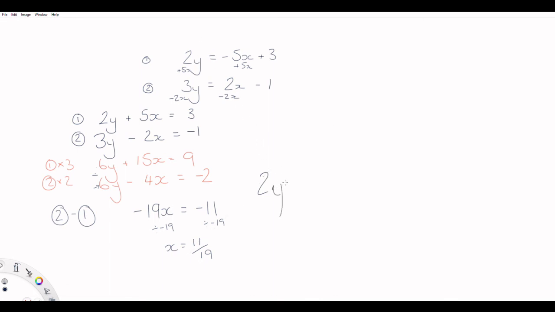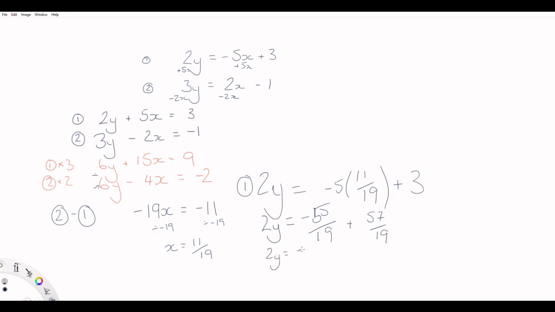So we can say 2y equals, so going into equation number 1 here, 2y equals minus 5 lots of 11 over 19 plus 3. So 2y equals minus 55 over 19 plus 3 is going to be 57 over 19. So that's a minus 55 plus a positive 57. So that leaves us with 2y equals 2 over 19.